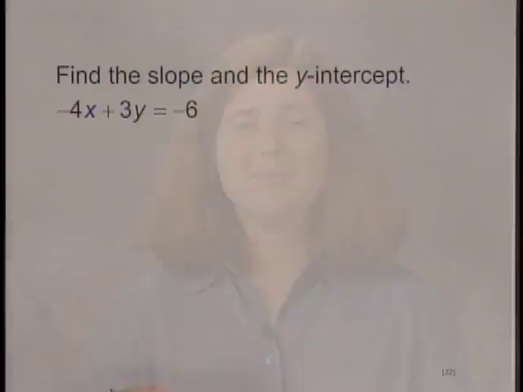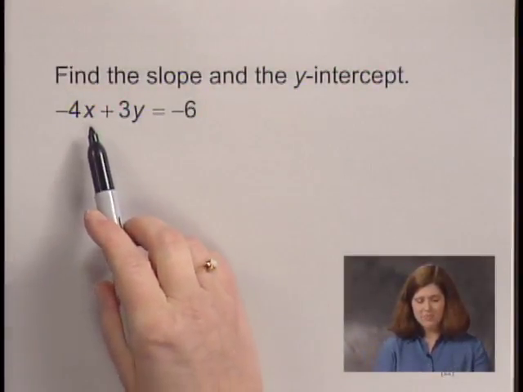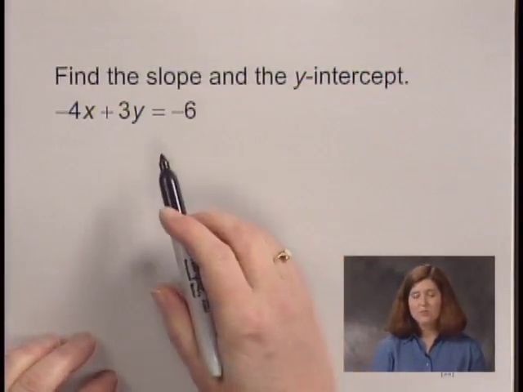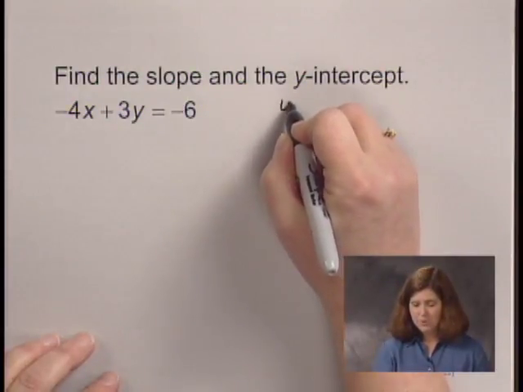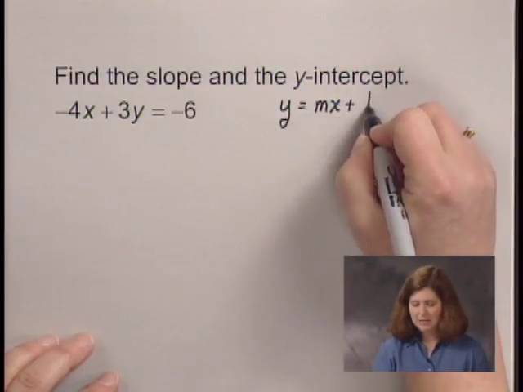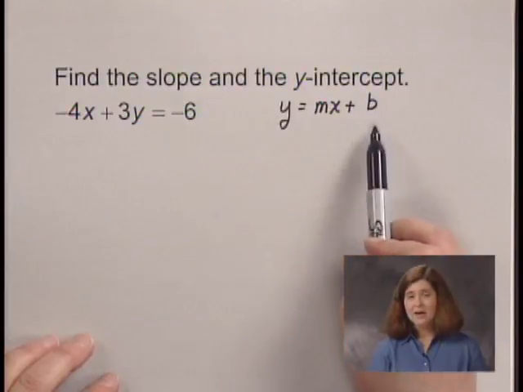In this problem, we'll find the slope and the y-intercept of a line from its equation. We're asked to find the slope and the y-intercept of the line given by negative 4x plus 3y equals negative 6. We can read the slope and the y-intercept from a line that's in the form y equals mx plus b. Notice that we have to solve for y in order to get it in this form.